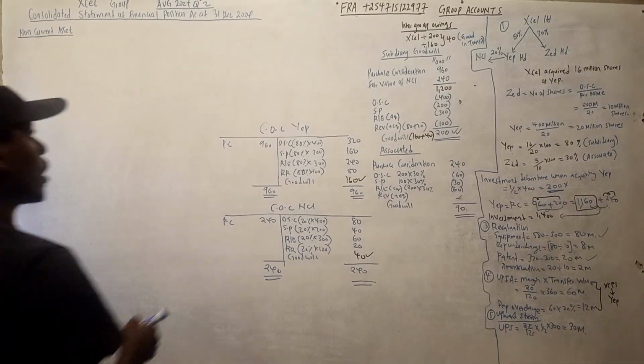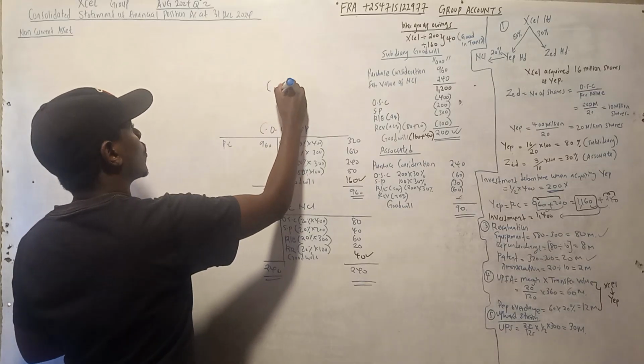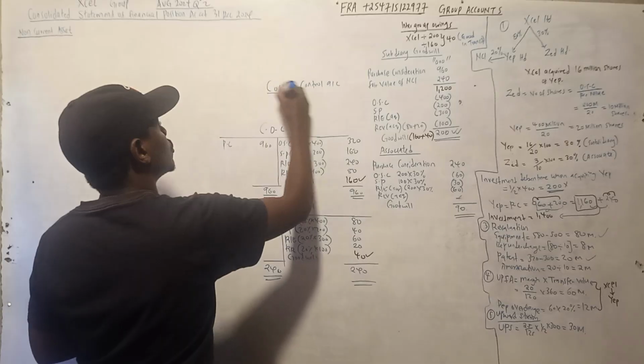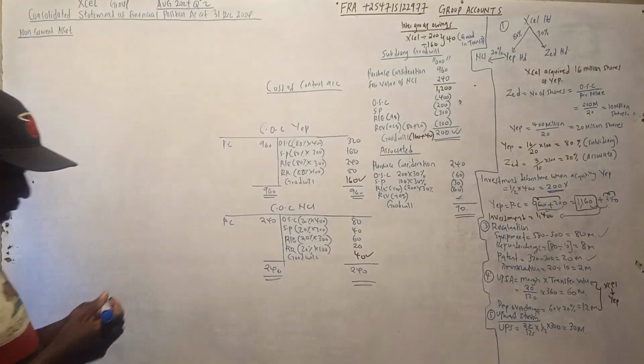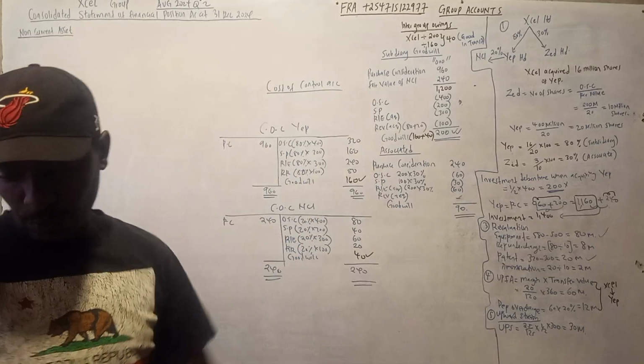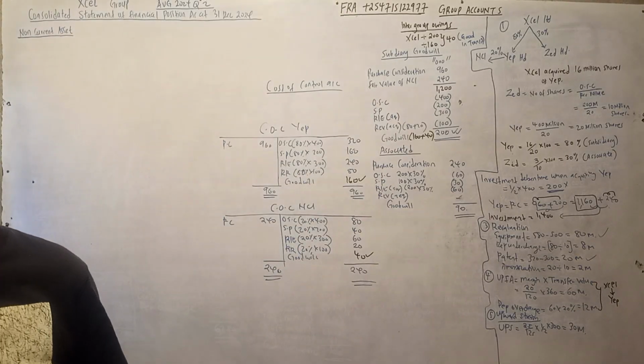Now if you decide to use the cost of control account, so then we call it the cost of control account. Now I'm not going to use that one. I'm going to stick with that one. So information number one, we are done.